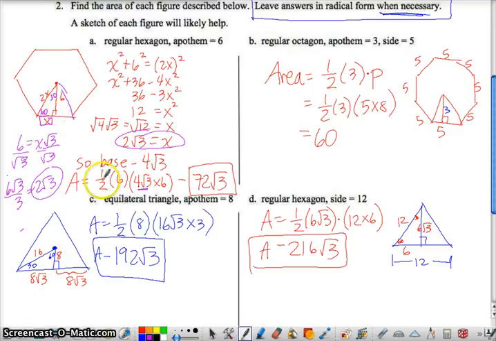So now I plug into the formula 1/2 times my apothem times the base times 6, because there's 6 of them, because it's a hexagon. So you should get 72 root 3.